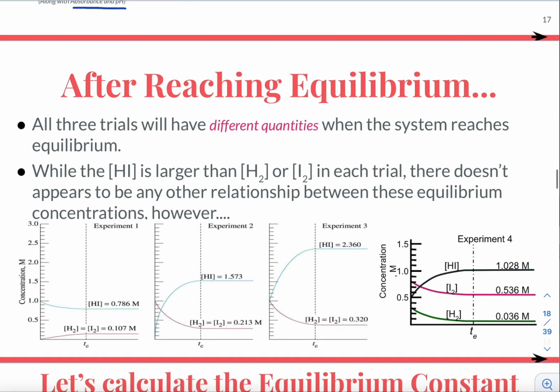So we're going back to our 3 experiments because we asked, what could you say about all of the concentrations? And we said they're all different numbers, but they will have the same constant. Okay, so let's talk about that. While HI is larger than H2 or I2, there doesn't seem to be any other relationship, but there actually is, and that's why we just learned about the K expression.